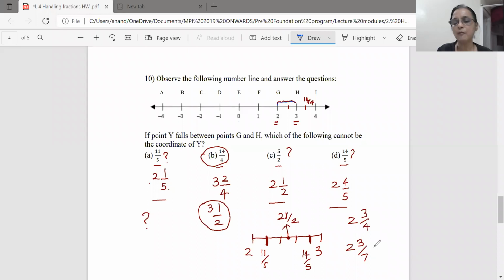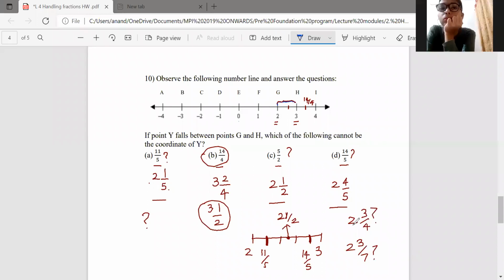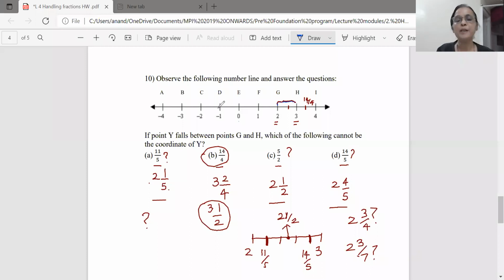How will I find this? Take many such fractions. Then try to find some point between -1 and -2. If 2 integer 1/5 is falling here, where will -11/5 fall? Will it be on this side or this side?